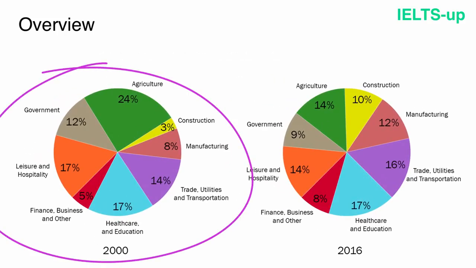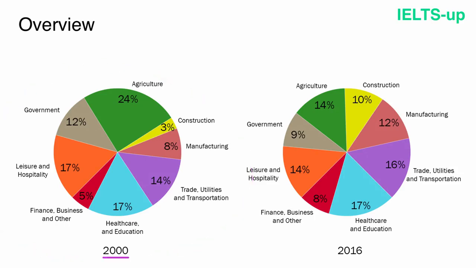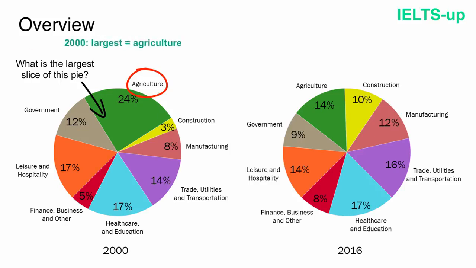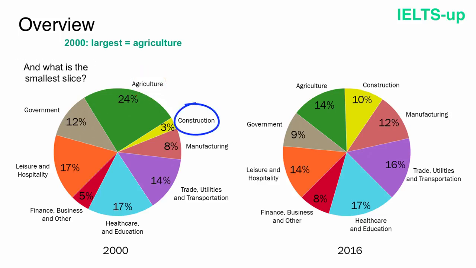Our first pie chart depicts year 2000. What is the largest slice of this pie? Well, clearly it's agriculture. This means that agriculture was the biggest part of Turkey's economy in the year 2000. And what is the smallest slice? It is construction, only 3%. Any other segment of our pie chart is bigger than the construction.